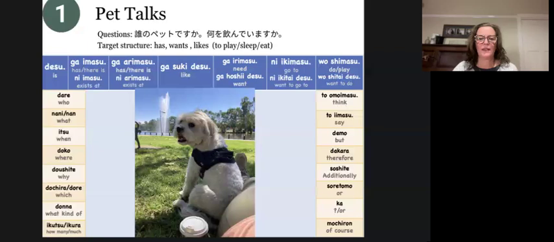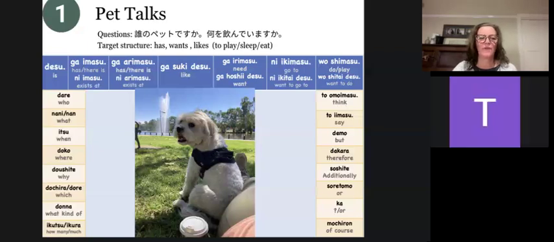Whose coffee does it want to drink? So lots and lots of repetition of those key targeted structures. So that's the first one.